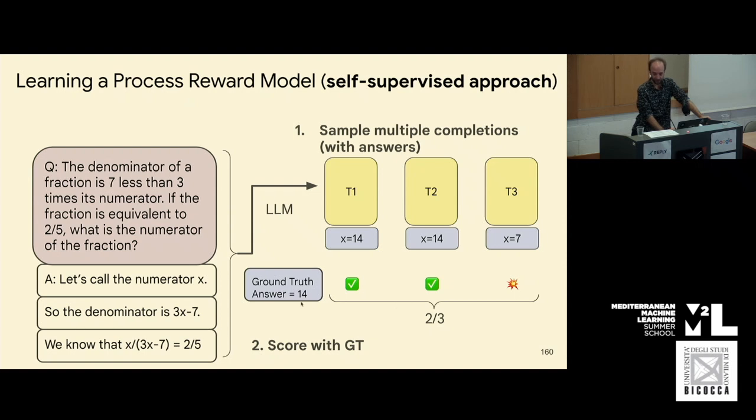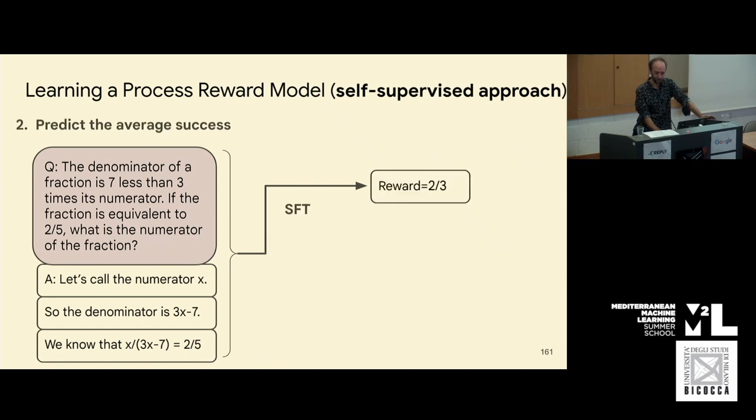Then I score them with a ground truth answer, and I say, well, 2/3 of them are correct. And then I learn to predict that number. It's exactly a value function. I learn to predict how likely it is that, given this partial reasoning trace, I'm going to end up with the correct answer. And hopefully this model will generalize to reasoning traces it has not seen. Then we predict, as I said, the average success with SFT. Here I call it a reward because the field calls it a reward. It's a value function.